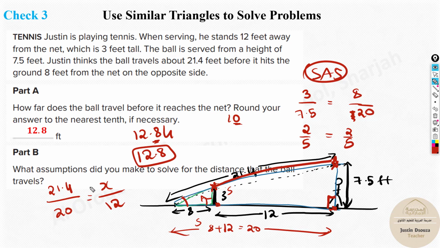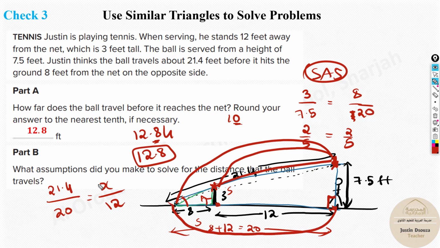Now here, I'll just recall. Since we want only this distance, what we do is total distance divided by this distance. We want the distance from where Justin hits the ball until it touches the net. Same thing, do it on the bottom side. The total distance divided by the total: 21.4 divided by 20 equals the unknown distance x over this one, till the net, where Justin is standing till where the net is. So that's how we find 12.8.